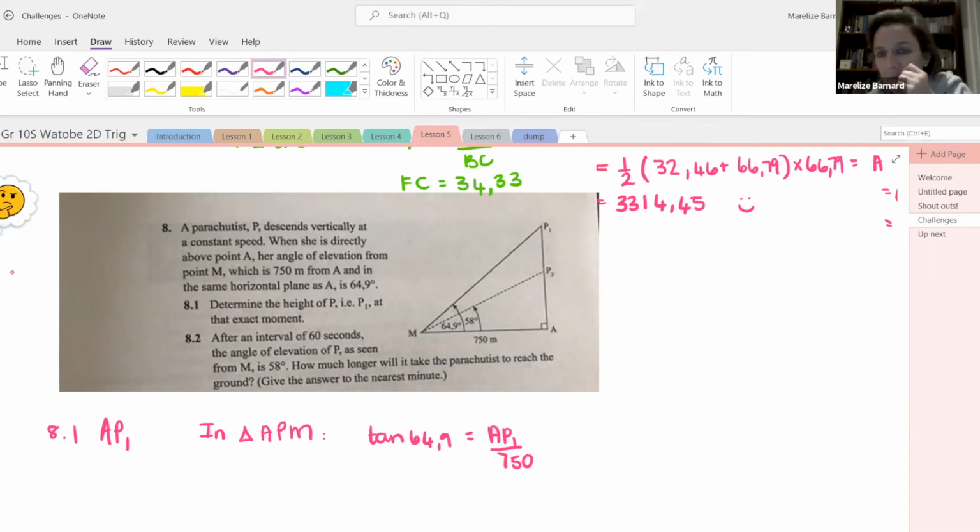Okay. And we can do that easy on our calculator. Just times the 750 by tan 64.9. And that gives me 1601.08. Okay, so this full distance here is 1601.08.